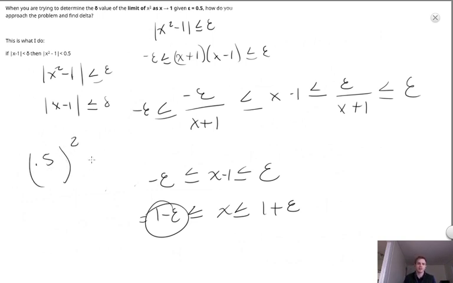Where is my mistake? If anyone smarter than me comes along, which seemingly is not that hard to achieve today, in these limit proofs, please post something like, I'm not sure what I'm doing wrong here. 0.5 squared is going to be 0.25 minus 1, and this is 0.75, which is not less than 0.5.